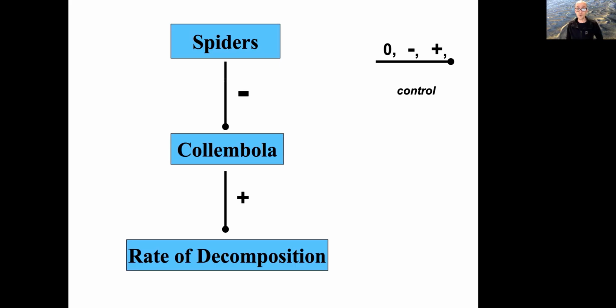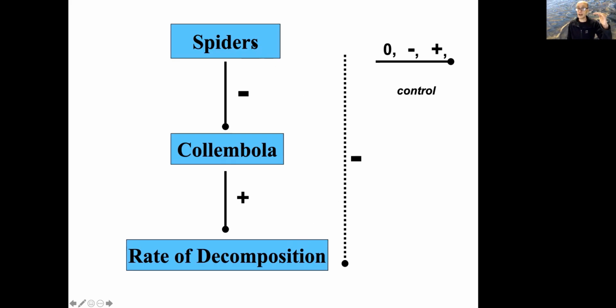We can ask a similar question. What do you think would happen when there's spiders around to collembola? Well, spiders are predators. They should have a negative effect on collembola. Now, if you take these two interactions together across these three trophic levels, what do you think the relationship is between spiders and the rate of decomposition? If collembola have a positive effect on the rate of decomposition and spiders have a negative effect on collembola, then you might predict that there should be an indirect relationship between spiders and the rate of decomposition. And the directionality of that should be negative, because if spiders are eating the collembola, there's fewer collembola to eat the litter, and therefore litter should be sticking around longer. And what that means is the rate of decomposition goes down. So spiders are expected to have a negative effect on the rate of decomposition.